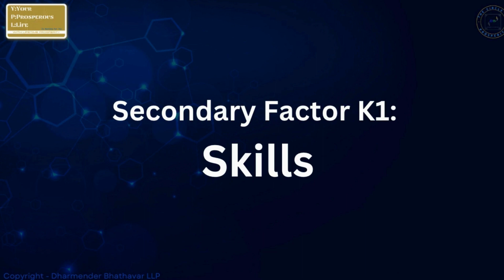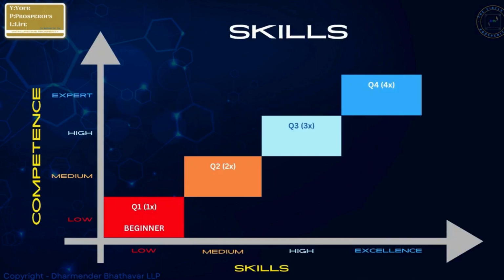So what exactly are the four quadrants of skills? Let us try to understand it. The first one, where the skill levels are low and the competency is also low, we can consider beginners in quadrant 1. Second, where the competency levels and the skill levels are in the medium zone, we can consider such people as intermediate and they are placed in quadrant 2.